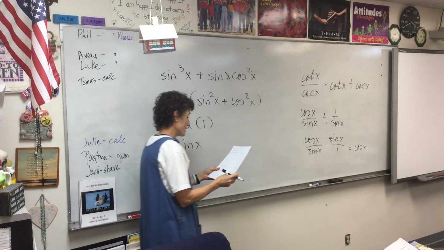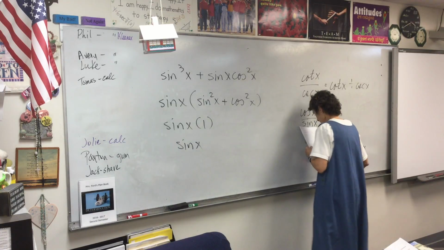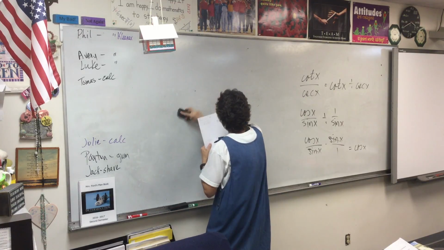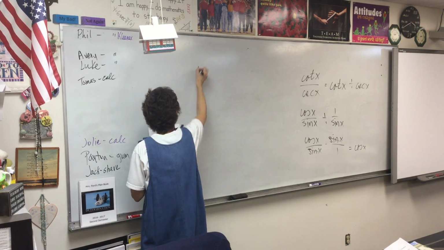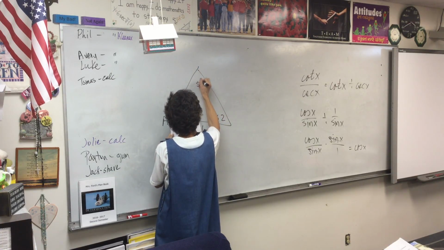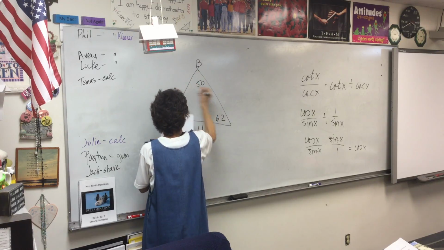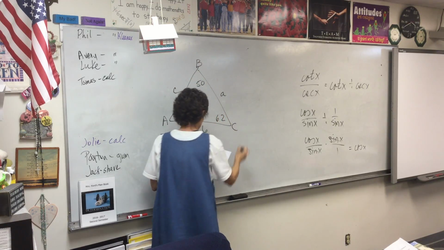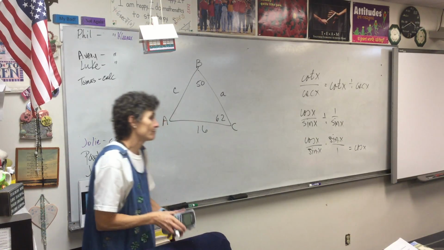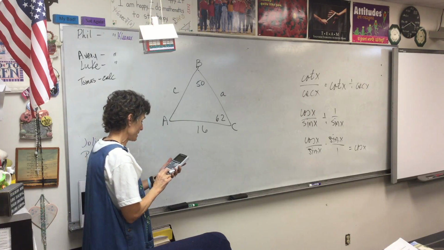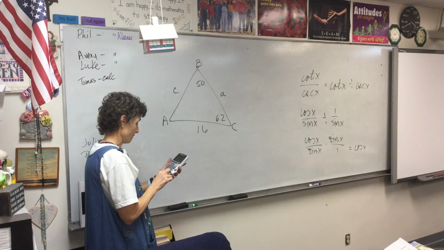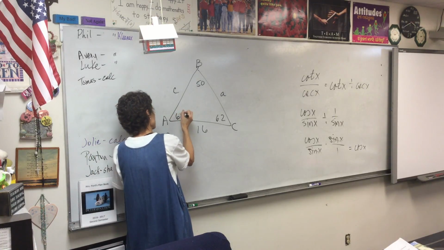All right. Number 2. Solve the triangle. Round to the nearest hundredth. All right, what do I do? First I can find big A. And big A will be 180 minus 50 and 62. So I got 68 for big A.